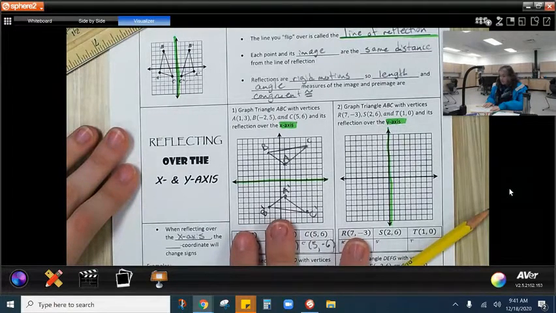All right, let's look at C and C prime. What's the same about C and C prime? What's different about them? How is it different?